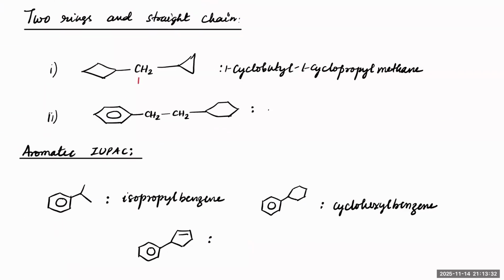Now listen up, everybody. In case you have two rings and a straight chain, imagine I have two rings and a straight chain. In that case, the straight chain will always become the priority, irrespective of how many functional groups we have. Whatever functional groups we have, the straight chain is always the main chain. Okay, very important. A lot of kids make mistakes here. So if you have two rings connected with a straight chain, the straight chain is the priority. Hence, the name is 1-cyclobutyl, 1-cyclopropyl methane. So methane is the main chain or the root chain.